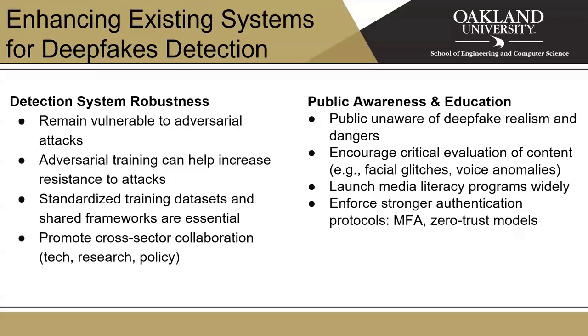Current detection systems remain vulnerable to adversarial attacks that trick machine learning models into misidentifying fake content as real with small imperceptible changes. These models must have adversarial training done in order to increase the resistance to these attacks and retain high accuracy rates. We need high-quality standardized training datasets and shared frameworks to create the most reliable detection systems. Working together through cross-sector collaboration between tech companies, policymakers, and researchers is essential in achieving this.